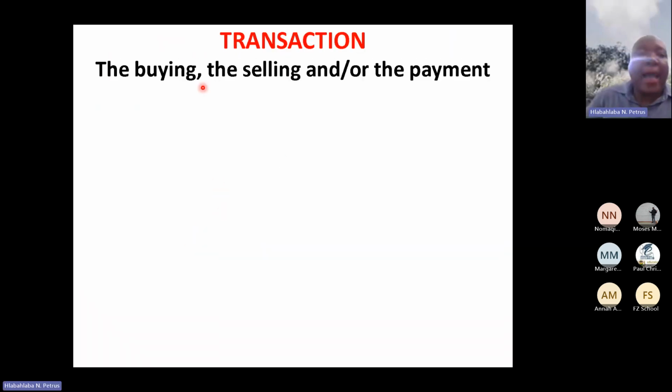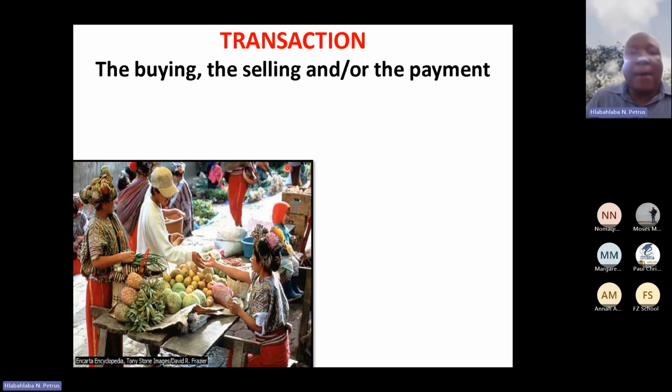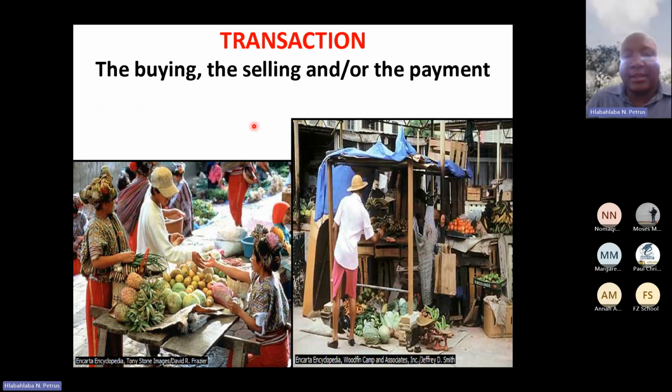And then buying. When we talk about the transaction, the transaction is the place where the buying and the selling takes place. You see there, that lady is selling vegetables to that little gentleman there. The transaction is taking place there. You see there in that informal business, mama is also selling some vegetables to that gentleman. That is the transaction. What they are busy doing there is the transaction taking place.